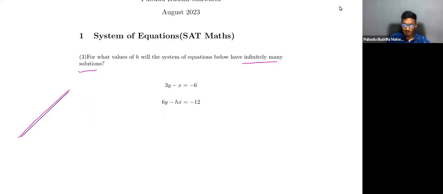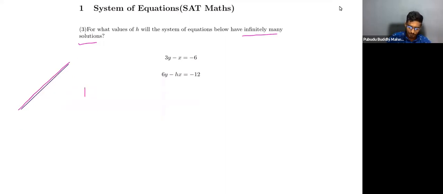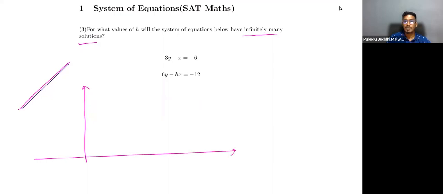So basically, we are talking about the same line. We need the same line in both occasions, because then we will get infinitely many intersection points. Basically, on top of each other, I can't draw that, otherwise you won't be able to see. That's fine. Now, infinitely many solutions.